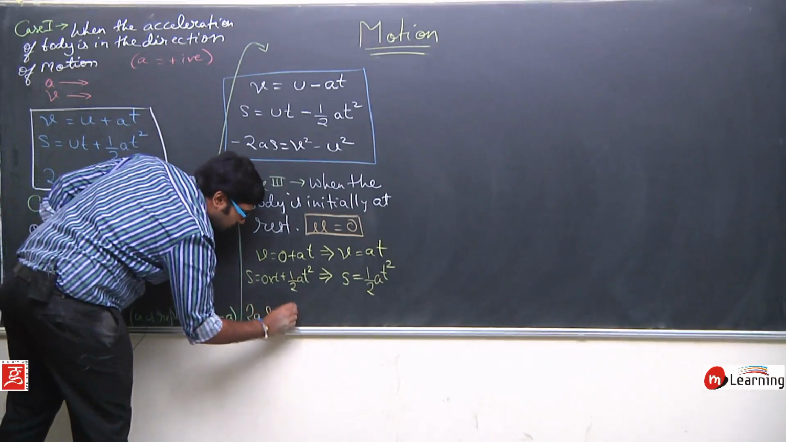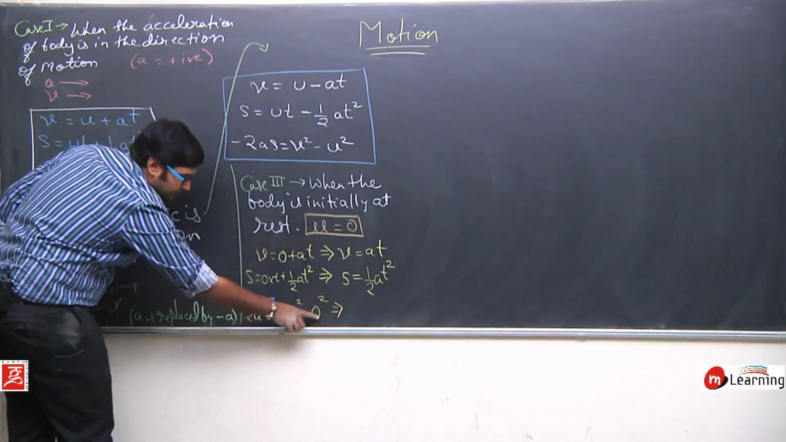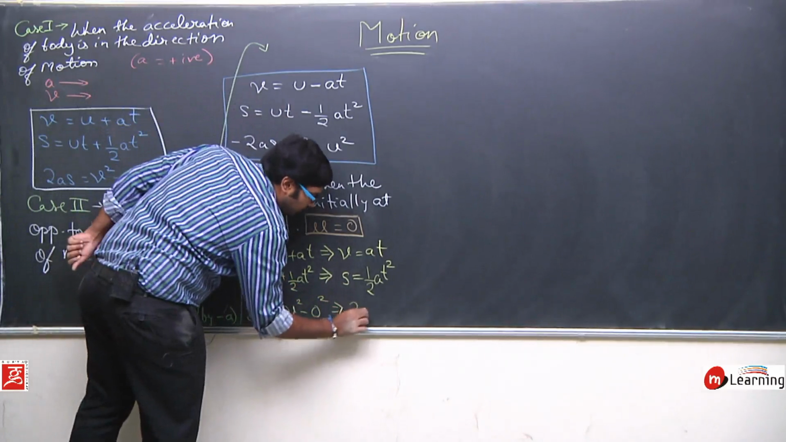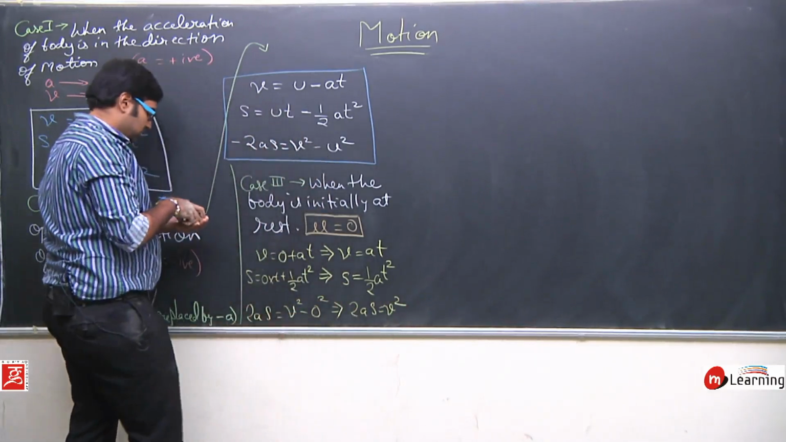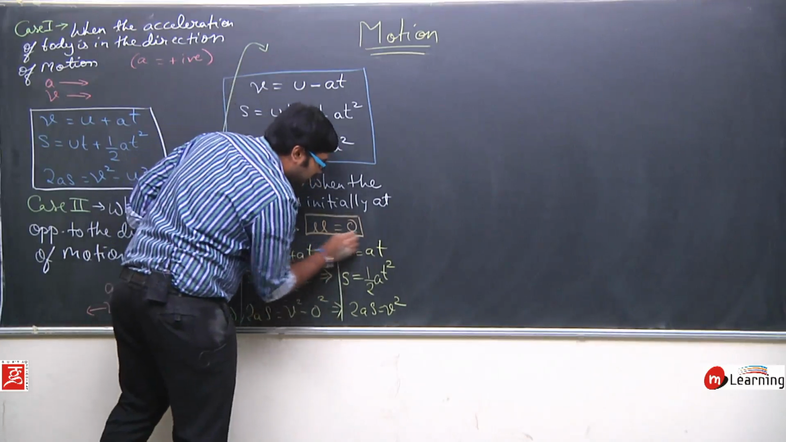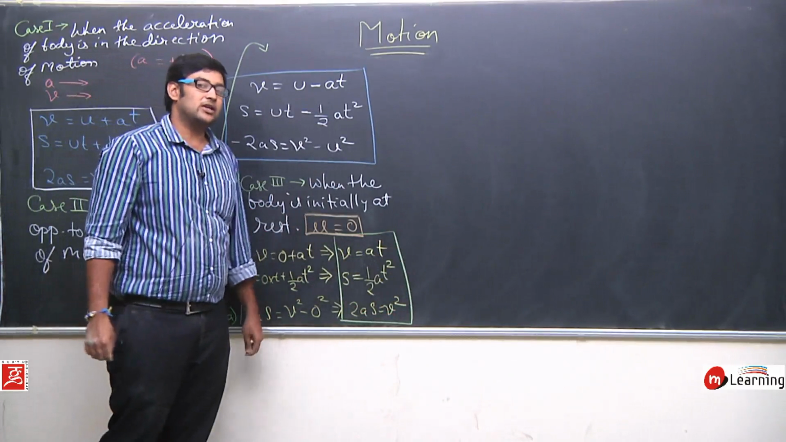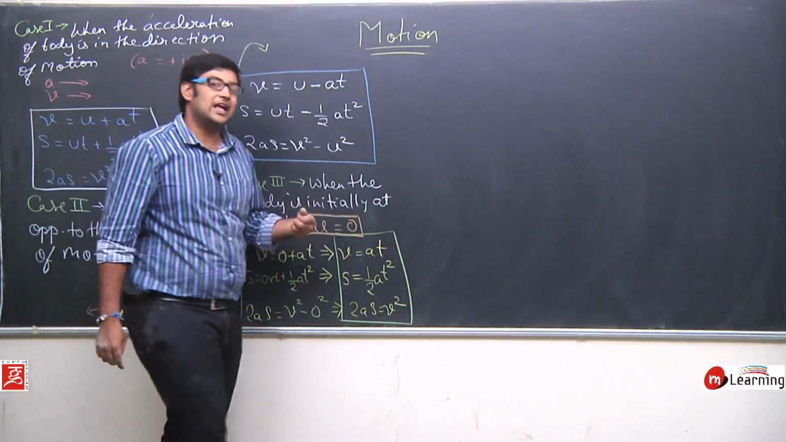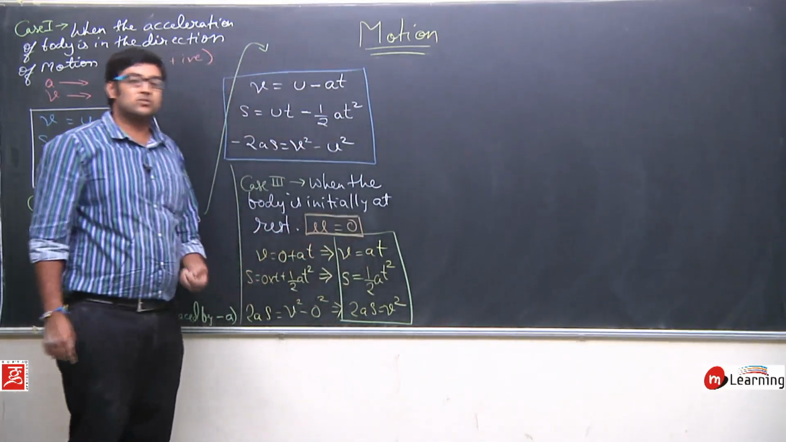Okay, now in the third equation, 2as = v² − 0². What will happen with this 0? It can be neglected, so 2as becomes v². So these three will become the equations of motion when we have zero initial velocity, that is, when the body is initially at rest.